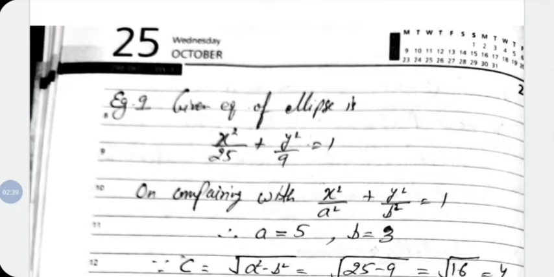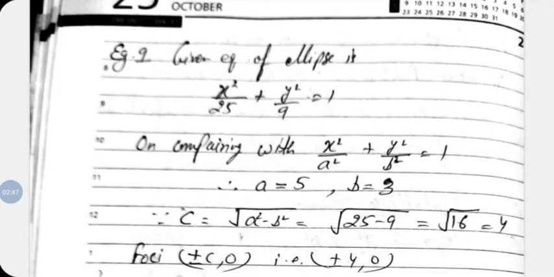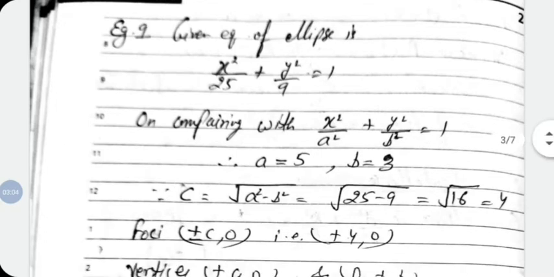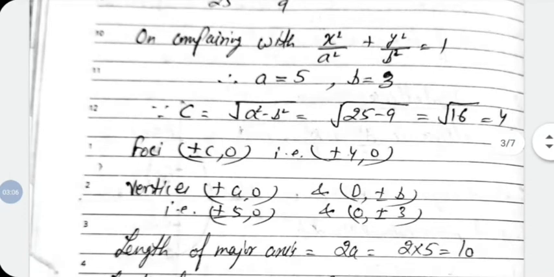Now if you see example number 9 of your NCERT, given the equation of the ellipse x square upon 25 plus y square upon 9 is equal to 1. On comparing with x square upon a square plus y square upon b square is equal to 1, because the bigger value is in the denominator of x, it means it is the horizontal ellipse. The bigger value is seen under x, so this is a horizontal ellipse. So a square is 25, that is a is 5, and b is 3. c becomes root a square minus b square, that is 4. Foci become plus minus (4, 0), which is plus minus (c, 0), and vertices are plus minus (5, 0) and (0, plus minus 3). Length of major axis is 2 into 5, that is 10.